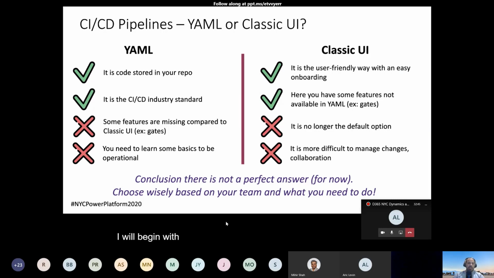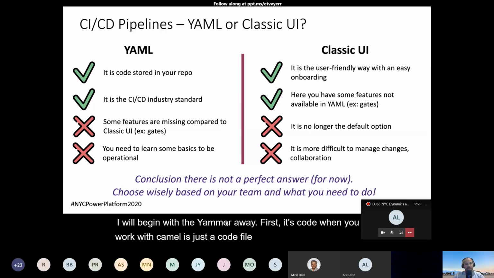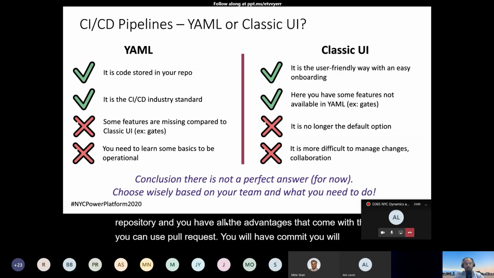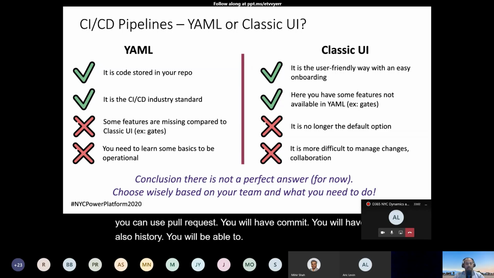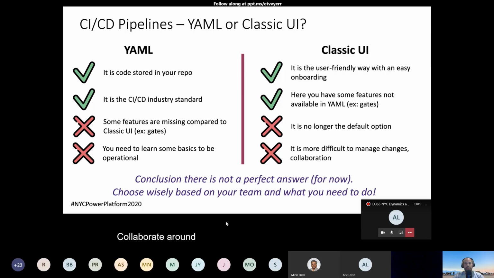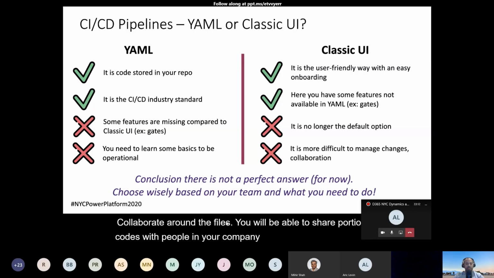First, it's code. When you work with YAML, it's just a code file, so you can store it in your repository, and you have all the advantages that come with that. You can use pull requests, you will have commits, you will have all the history, you will be able to collaborate around the files, you will be able to share portions of code with people in your company, but also with the community if you want to answer on the forums. So it's really the main point.